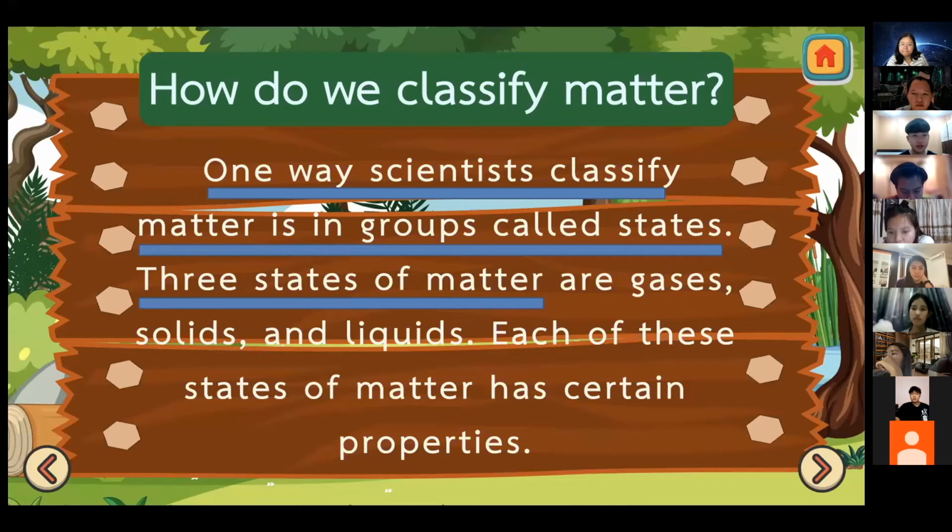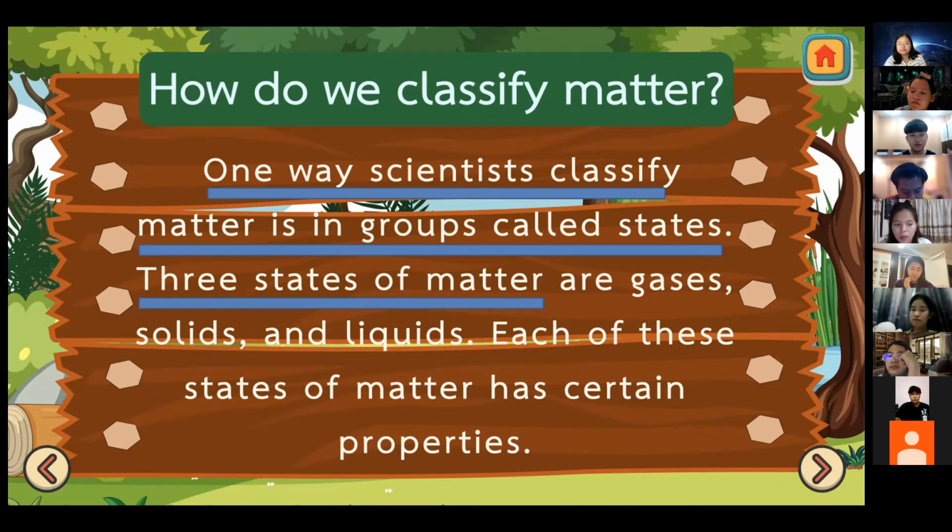In the passage, I want to hear... Tangwa, can you read the underlined passage? Okay. One way scientists classify matter is in groups called states, three states of matter. So that means the correct answer of this question is state of matter, right? Do you understand? Yes.